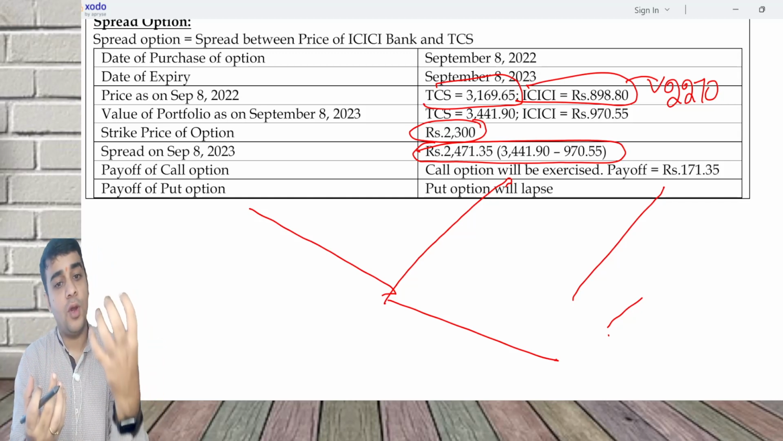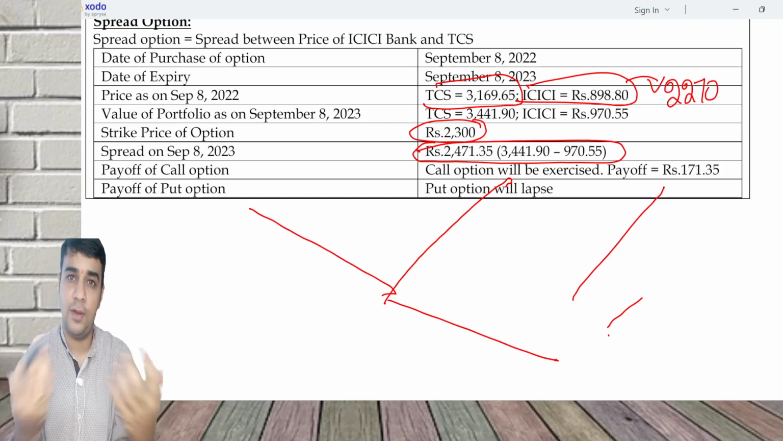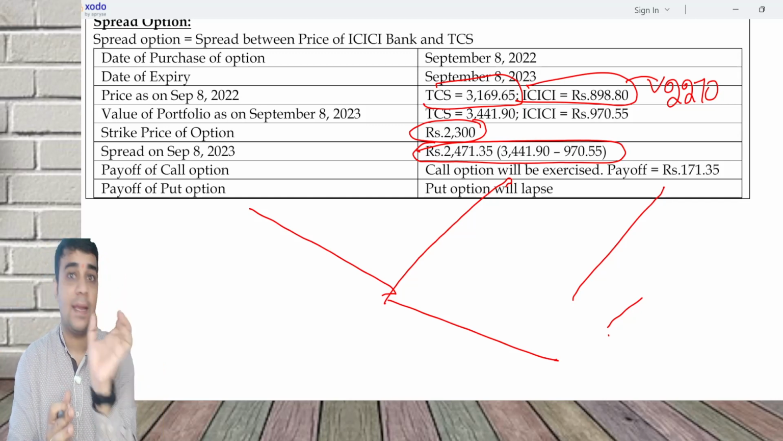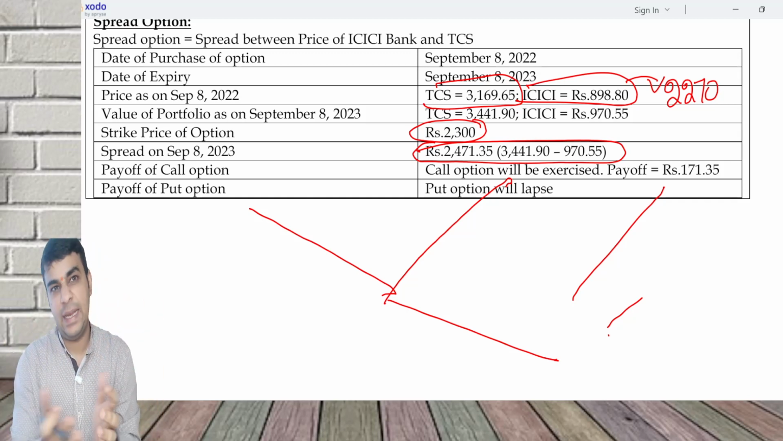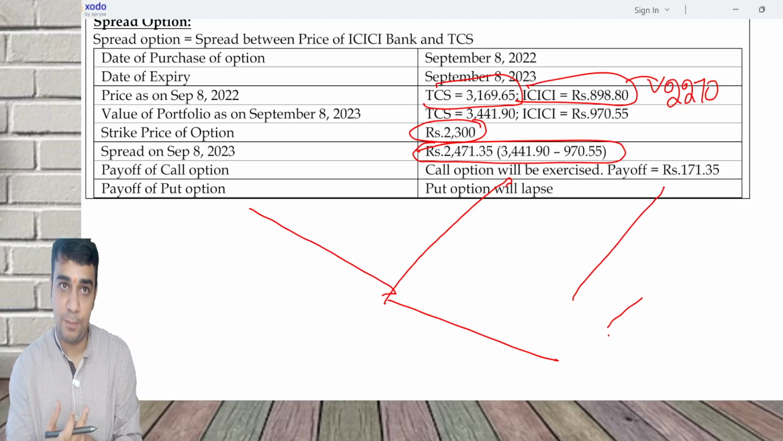Or I want to compare 1 share of TCS and 4 shares of ICICI. Your wish, whatever way you want to do it. But whatever the terms of the agreement, you're going to find the gap, the spread. If the spread has widened, the call option may get exercised. If the spread shrinks, the put option may get exercised.